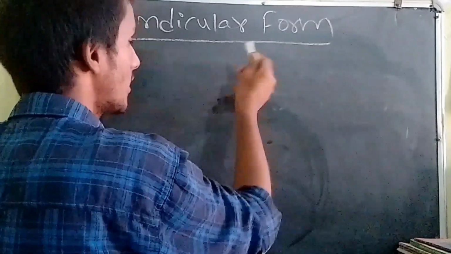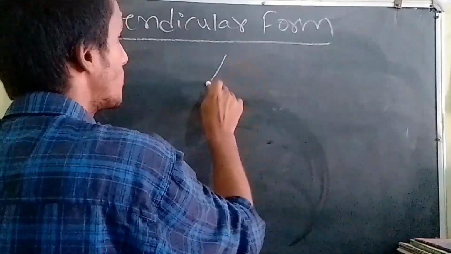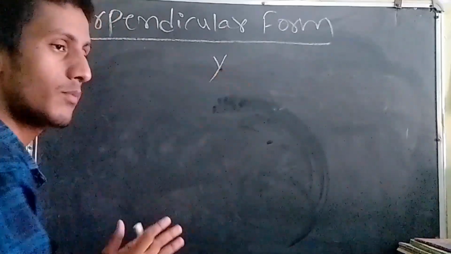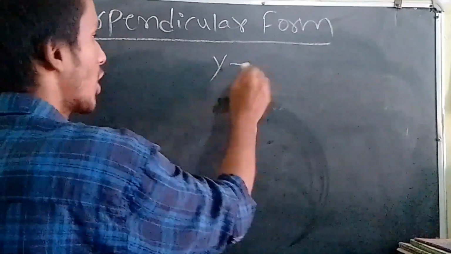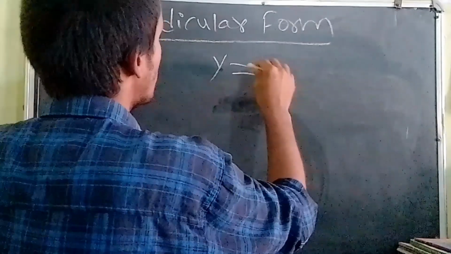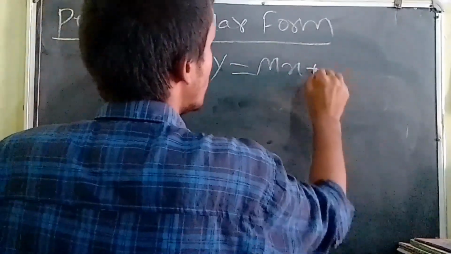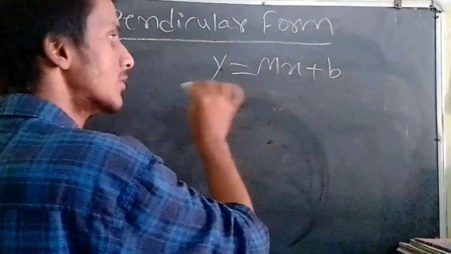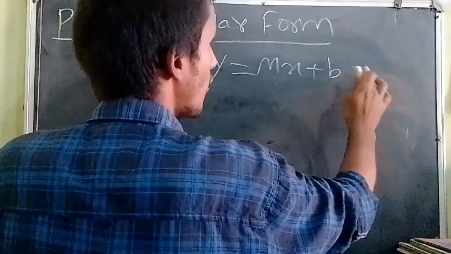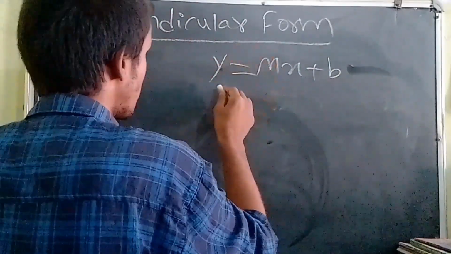Let me just do a little recap of what we have covered in the previous videos. If you haven't watched them and you want to learn about them, then please go ahead and check out my other videos. The first is y is equal to mx plus b. This is the slope-intercept form, the first form and the most important one we talked about in the first video.